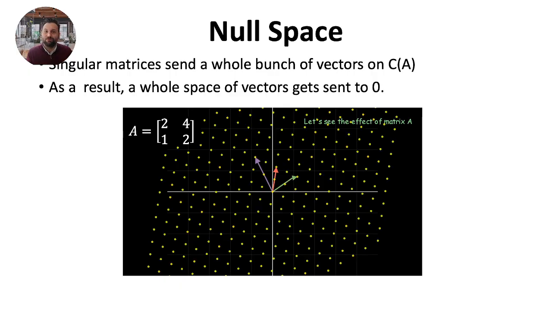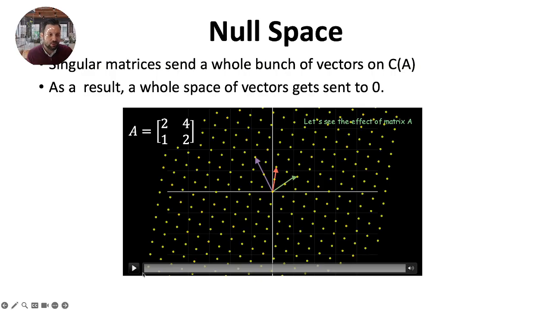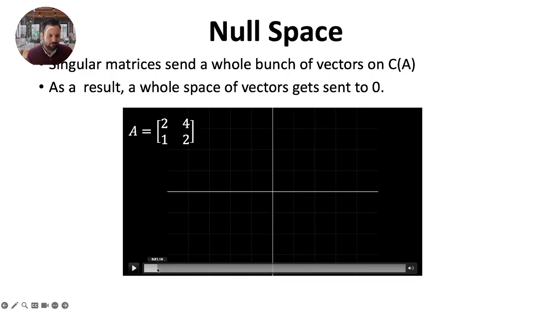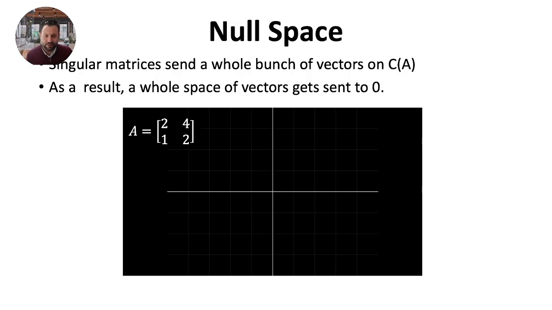a whole bunch of vectors, they go to zero, right? It is going to become more obvious when we play the animation here. This is an animation from a few weeks ago. This is a singular matrix with columns 2, 1, 4, 2.